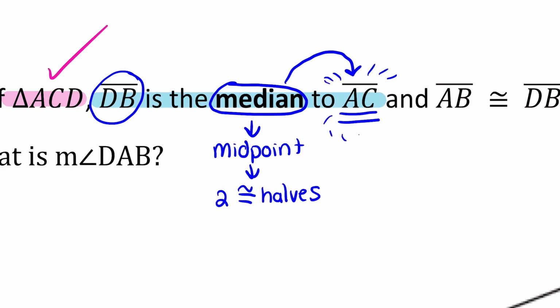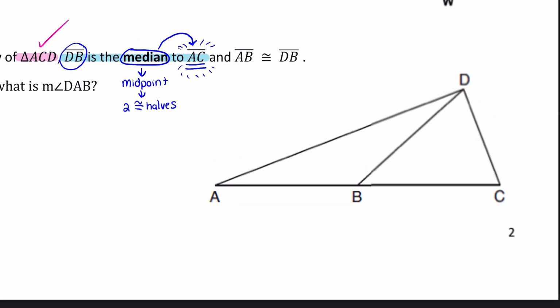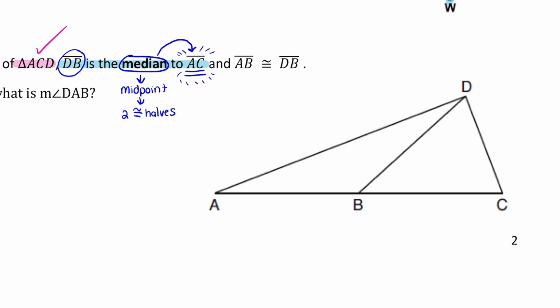So always, always, always the piece that comes after the key word is really what's important. So in this case, if I take a look at AC, I know that that is what the median's being drawn to, which means that B is my midpoint, and this line segment is congruent to this line segment because those are my two congruent halves. I'm going to go ahead and take this highlighting out just so I make sure that I don't make it too messy, but hopefully you're able to follow along with that.